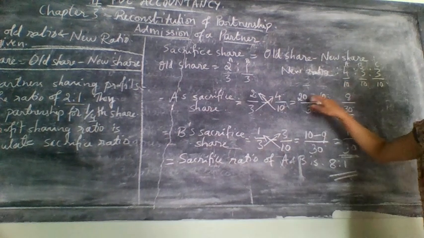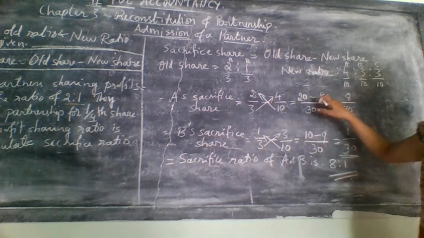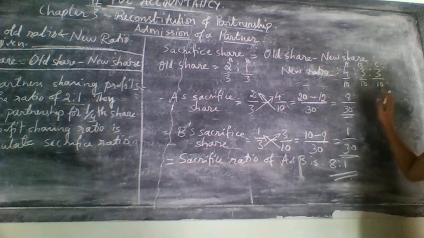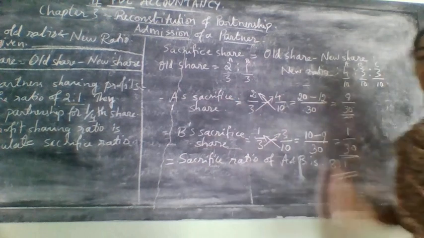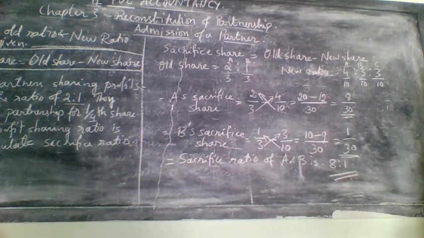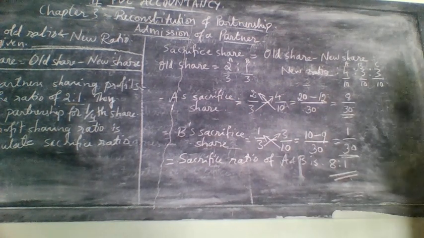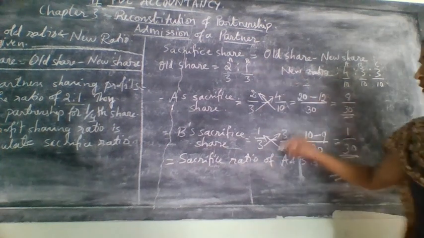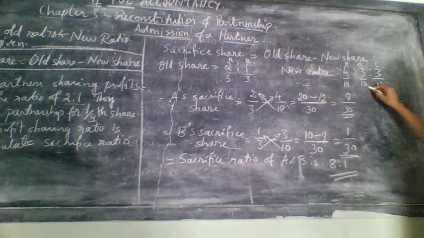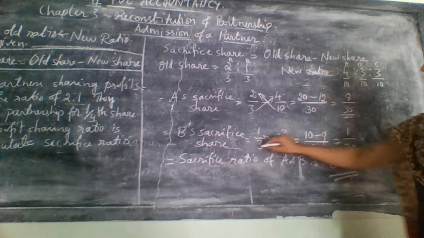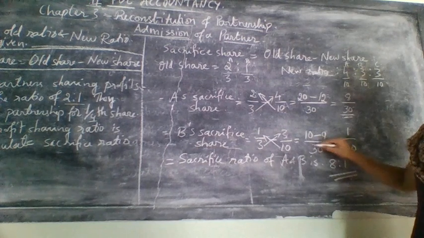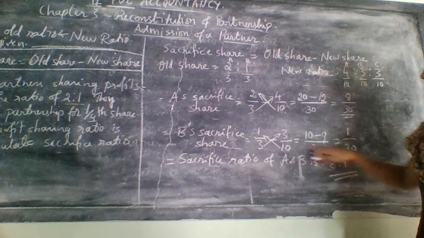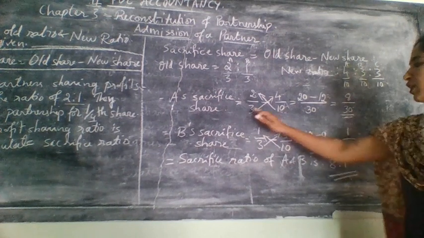In the middle you need to write the symbol, whatever you have written here. After writing this, whatever answer comes, you write here. This will become A's sacrifice share. Next, do the same method for B also. B's sacrifice share: again take his old share minus his new share, that is 1 by 3 minus 3 by 10. Again, first you need to convert this into the same denominator. For that, denominator into denominator you will get 30. Then do the cross multiplication.